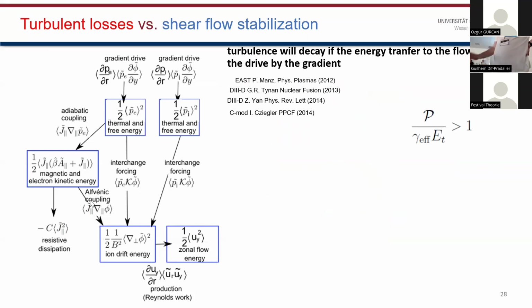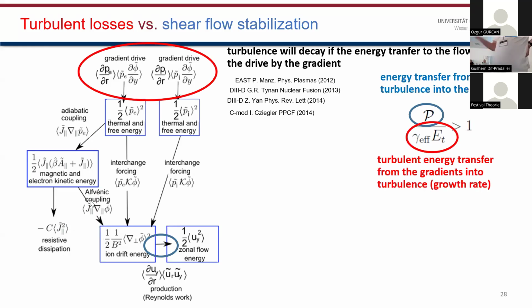The energy transfer into the flow must be larger than the growth rate. So these are these two. The energy is this production term, the shear by the Reynolds stress. And the energetic drive is by the pressure gradient of electrons and ions. They are a little bit different.